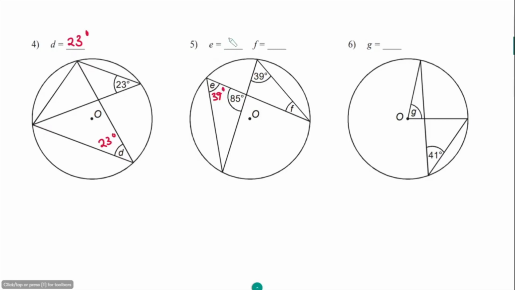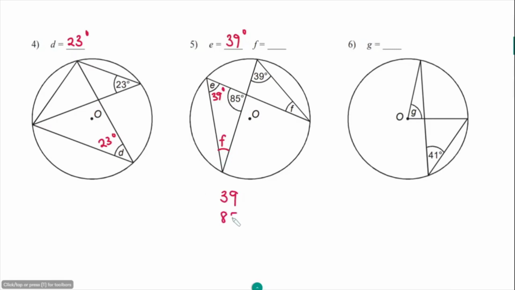So come up here, write down 39 degrees here. But I need to find angle F. Well, to find angle F, there are a couple of ways you can do that. F here is still going to be the same angle here, because this is angles in the same segment. So I'm going to consider this triangle here. I'm going to add 39 and 85, and the result I'm going to subtract from 180. So let me try it here.